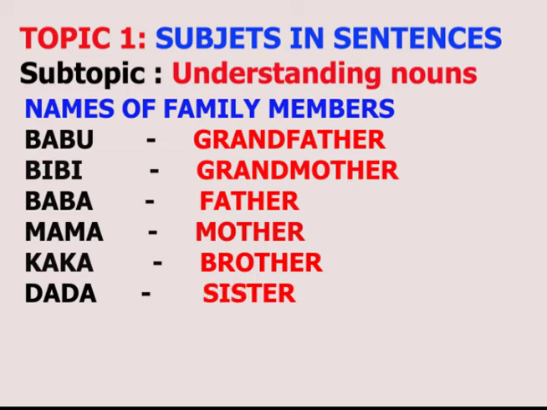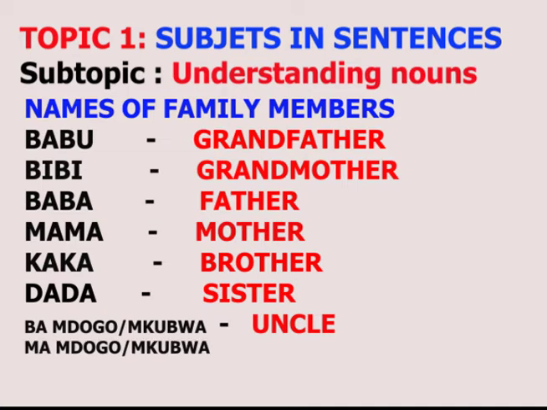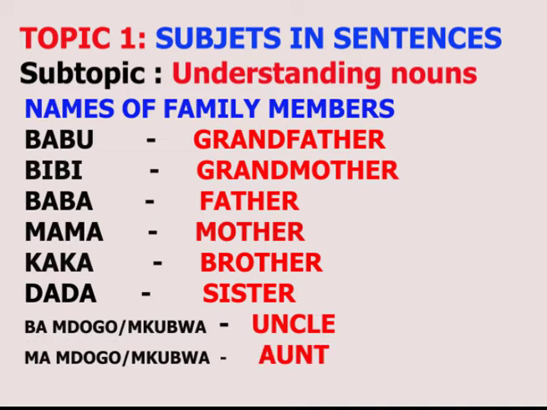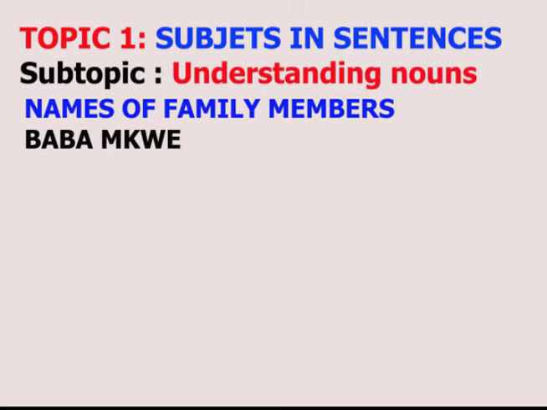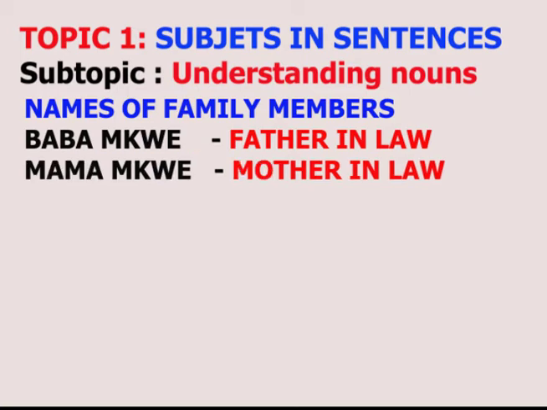You can also have baba mdogo or baba mkubwa, which in English is uncle. We also call uncle mjomba in Swahili, but baba mdogo and baba mkubwa in English is also uncle. We can have mama mdogo and mama mkubwa, which in English is auntie. Baba mkwe means the father of your wife or husband, which is called the father-in-law. Mama mkwe in English is mother-in-law.